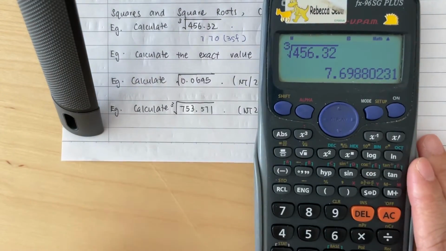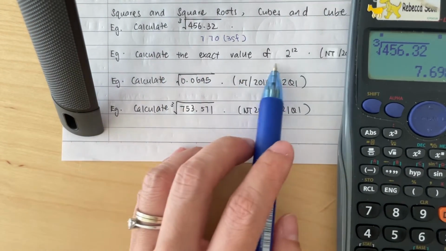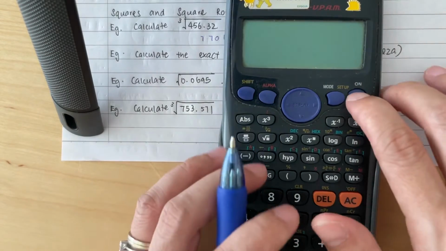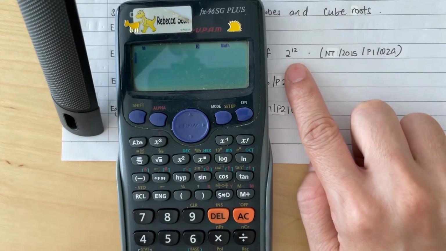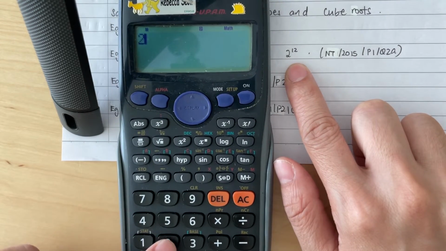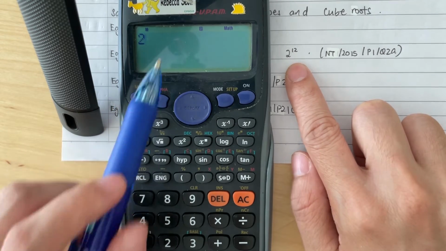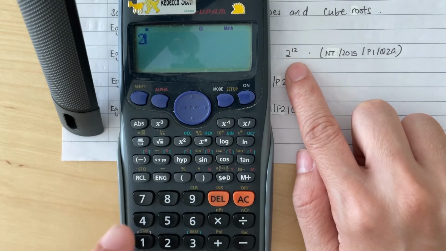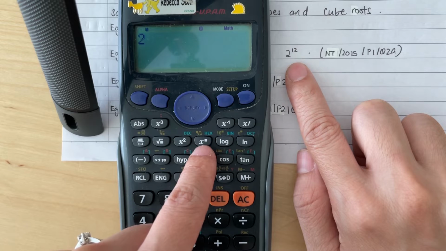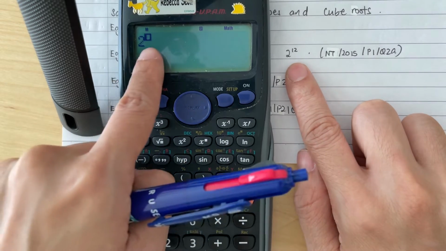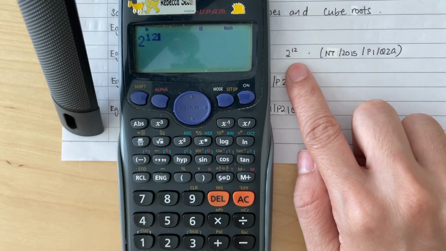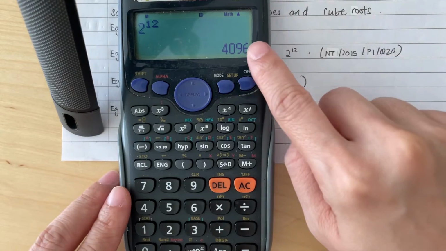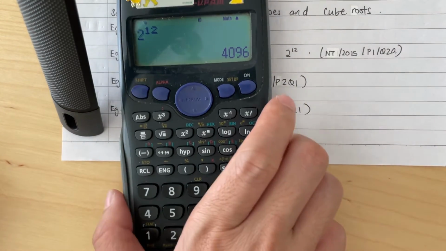3 SF. Next, calculate the exact value of 2 to the power of 12. So the number on top is 12. I press 2 first. How do I make that 12 appear up there? I can't use the x square, because 2 will appear, but I want the number 12 to appear. So I press this x with a square shape, and when the cursor is up there, I press in the numbers 12. Equal sign, and I get 4,096.